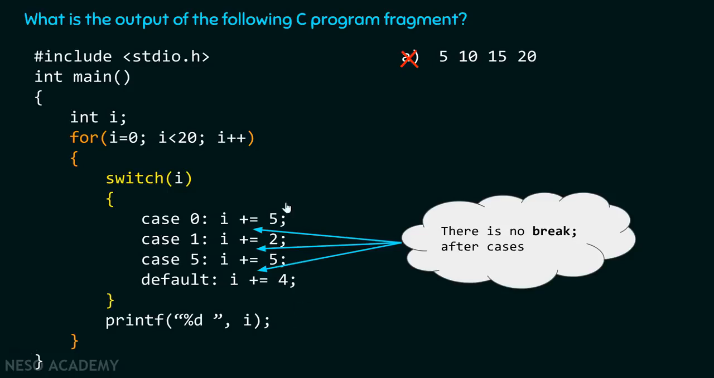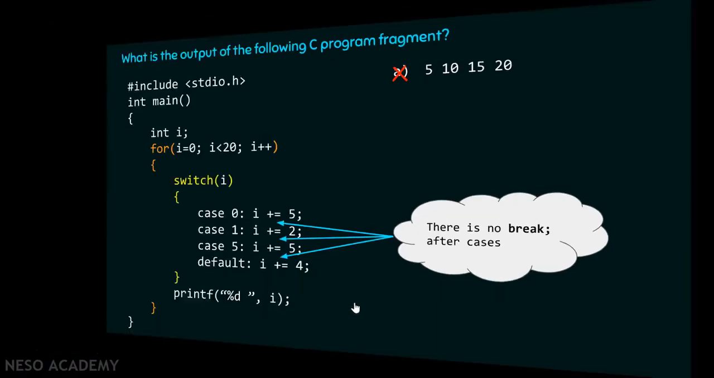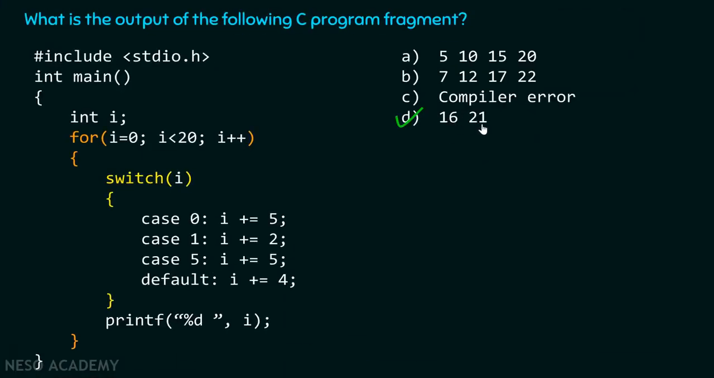Now we again come to this point. 21 plus 1 is 22. We again check the condition, is 22 less than 20 or not. As 22 is not less than 20, therefore we simply come out of this loop, and hence the whole program completed successfully. Therefore, the final output is 16, 21, and hence the correct answer is D.